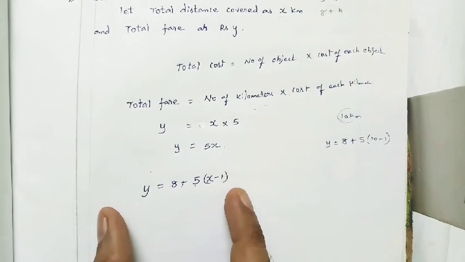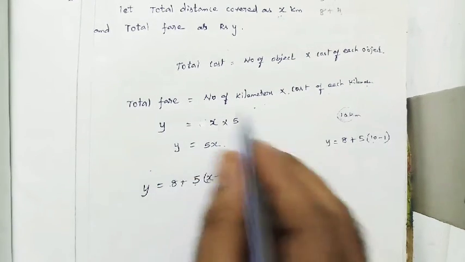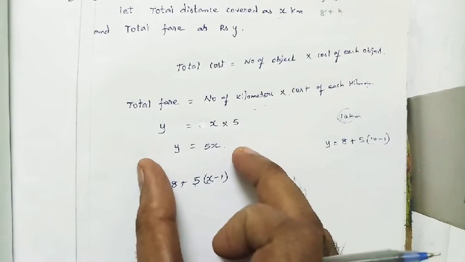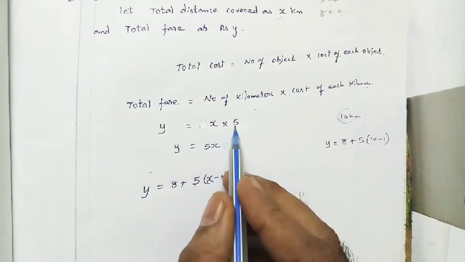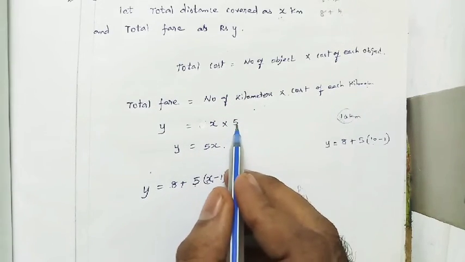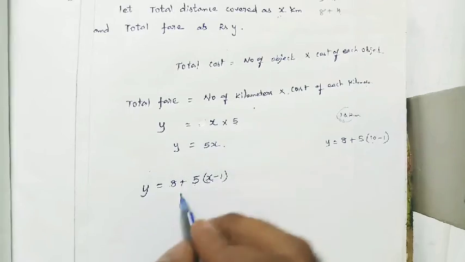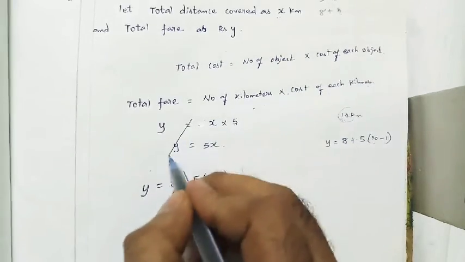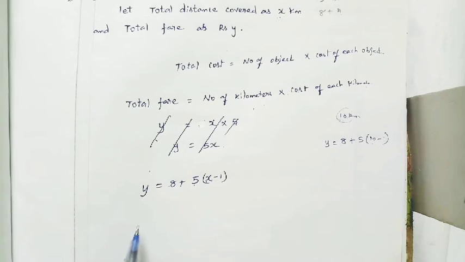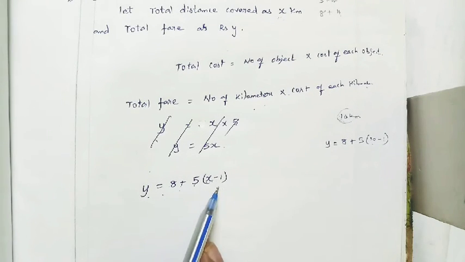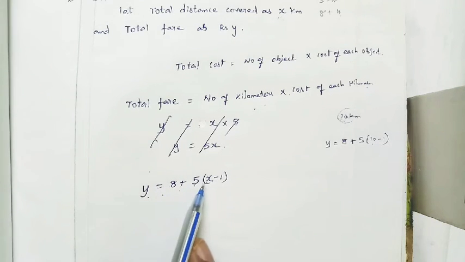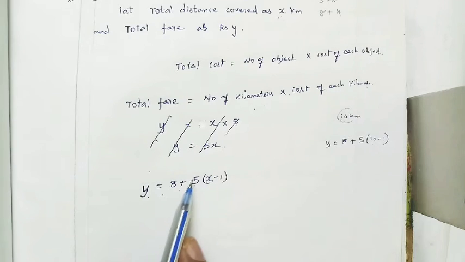Understood? How I have framed the equation, right? And this is for constant kilometers. If they are saying that for all the kilometers the cost of each kilometer is 5 rupees, we can use this formula, right? But here we can't use this one. So here, what is the equation? y is equal to 8 plus 5 into x minus 1. Already we have written 1 kilometer, so we are reducing 1 kilometer. After that only we are multiplying 5 with the number of kilometers.